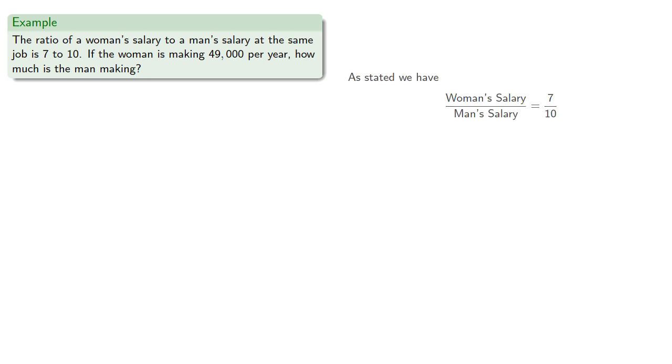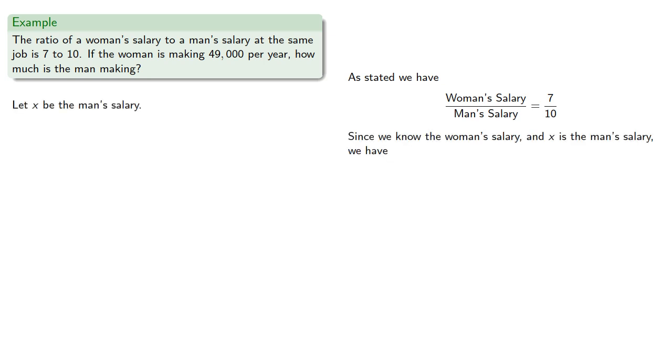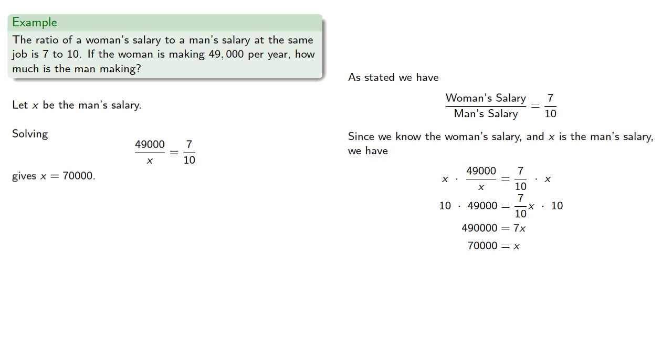So as stated, we have the ratio of a woman's salary to a man's salary as 7 to 10. So this gives us the equation. Let X be the man's salary. Since we know the woman's salary and X is the man's salary, we can substitute those in. We can multiply by X to get rid of the first fraction. We can multiply by 10 to get rid of the second fraction. And then we could divide by 7 to get, and so the man's salary is $70,000.